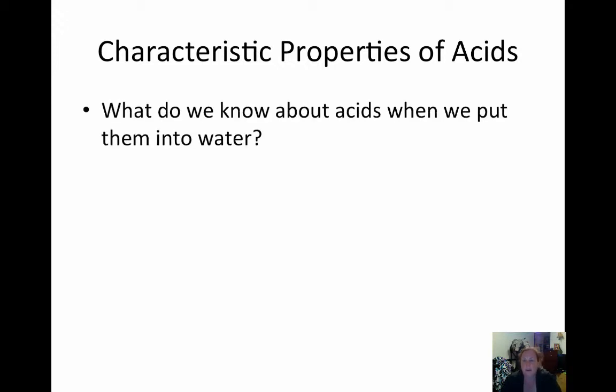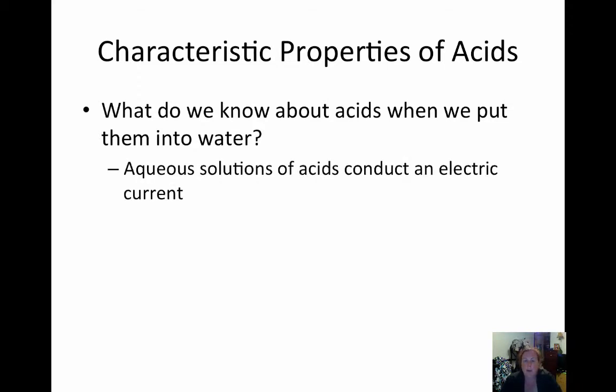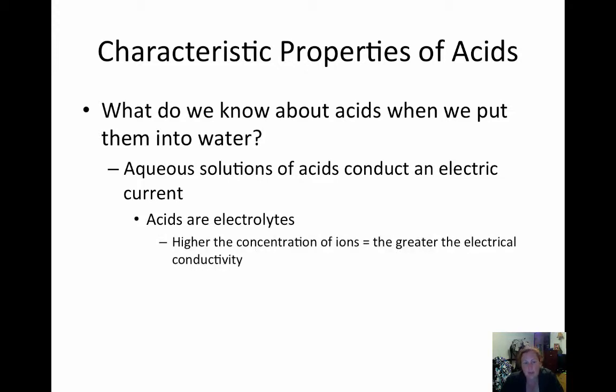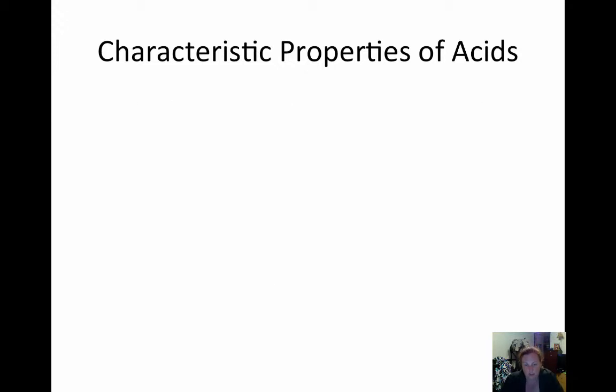What do we know about acids when we put them into water? When acids are made into aqueous solutions, which means they're put into water, they conduct an electric current. Acids are electrolytes, and the higher the concentration of ions, the greater the electrical conductivity. HCl, or hydrochloric acid, produces hydrogen ions and chloride ions when placed into an aqueous solution with water, and that allows it to become an electrolyte.